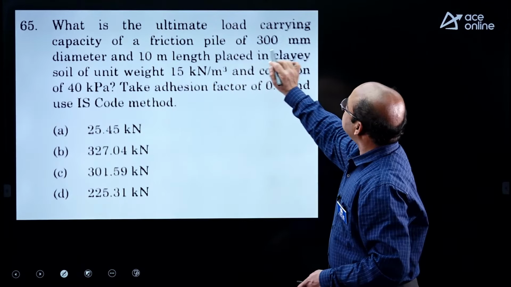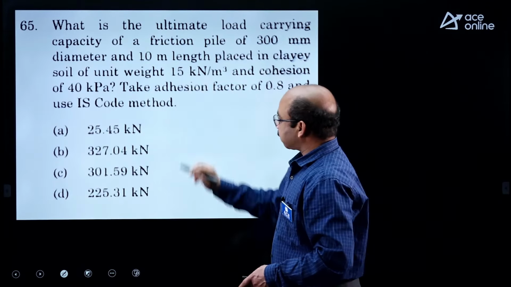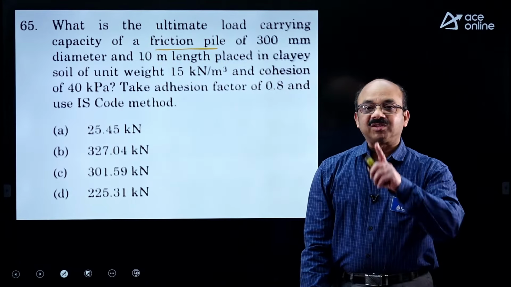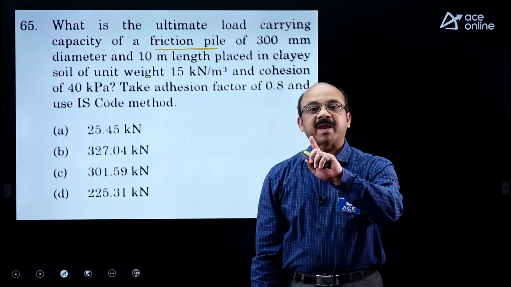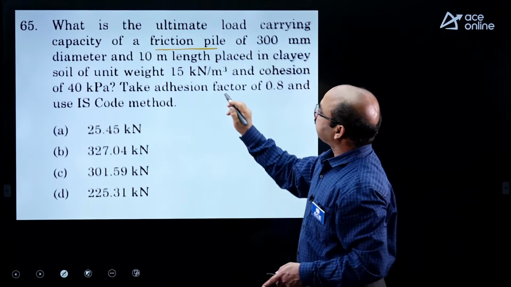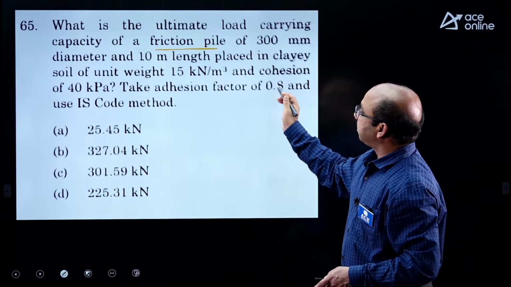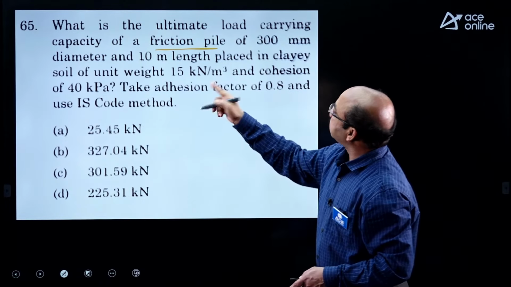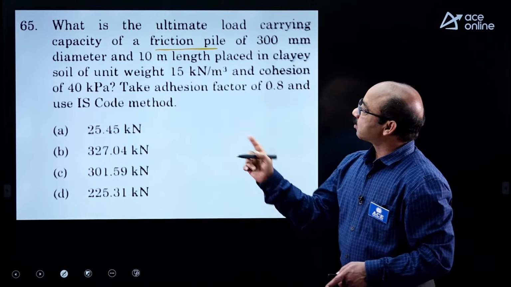What is the ultimate load carrying capacity of the friction pile? It's not a combined pile, it's not an end bearing pile. This is a friction pile. Diameter given, length given, clay soil. C is given, alpha is also given. So how to find the ultimate capacity of the friction pile?